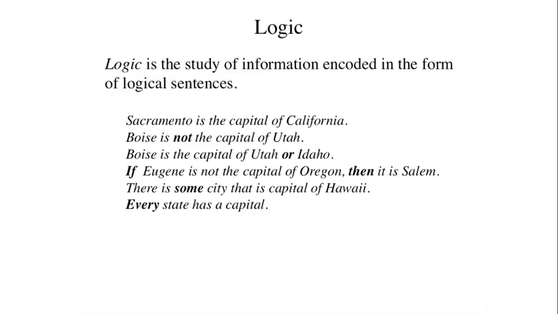Let's start with a definition. Logic can be defined as the study of information encoded in the form of logical sentences. This includes both simple sentences, for example, the statement that Sacramento is the capital of California, as well as more complex sentences, such as negations, which tell us what is not true, disjunctions, which express alternatives, if-then rules, existential sentences, which assert the existence of objects without explicitly naming them, universal sentences, which state conditions that are universally true, and so forth.